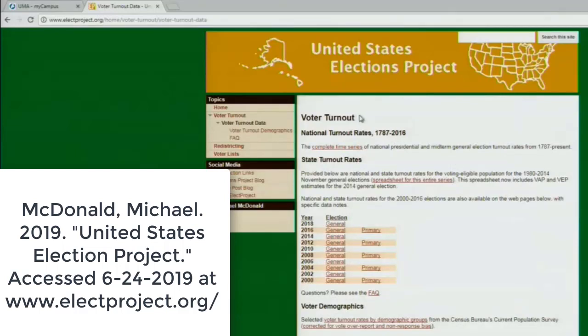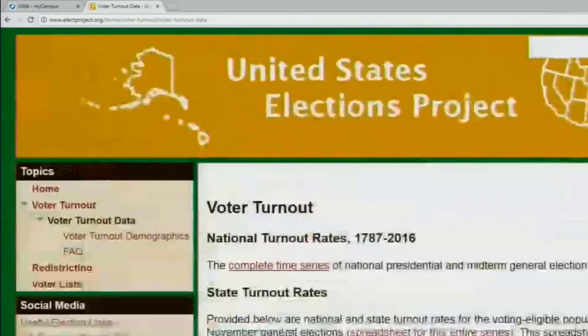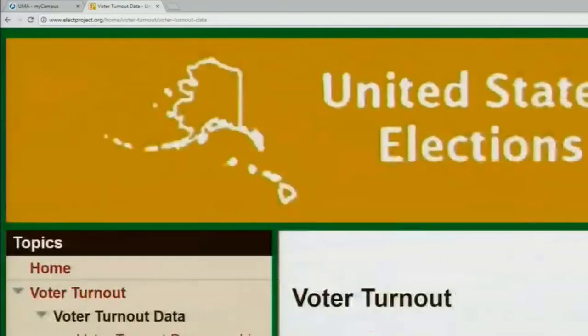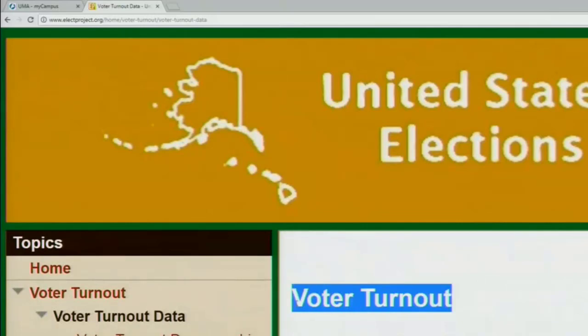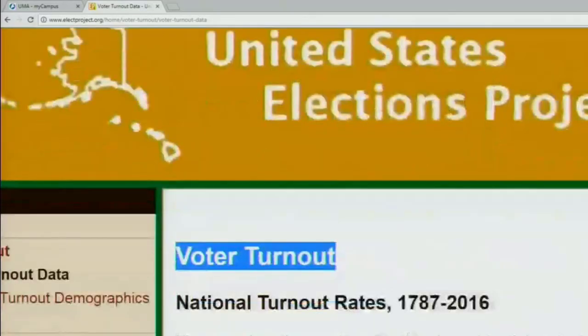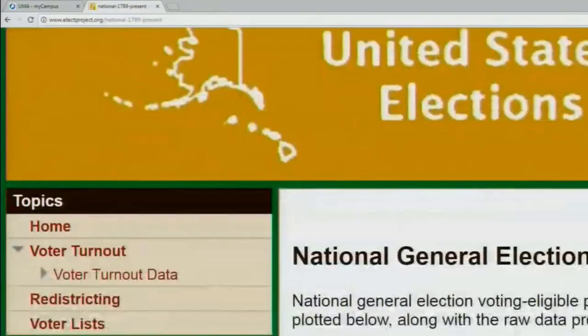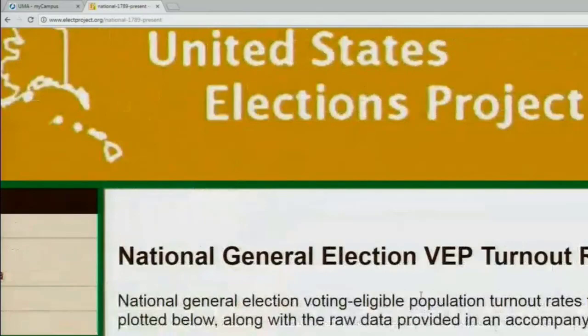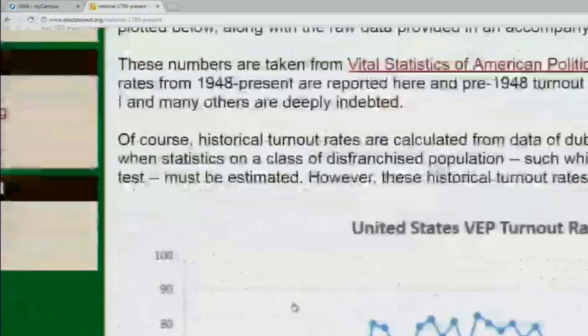In which the dependent variable, let's make this bigger so everyone can see it, is voter turnout. That's the thing they want to explain. It's all about voter turnout. Here it is again, voter turnout, voter turnout. It's clearly what they're interested in understanding. And look, they have a complete time series from 1787 to 2016. Let's click through on that and figure out what that is. Okay. And then they're going to have turnout rates, and where's the data? Oh, there's a pretty picture.